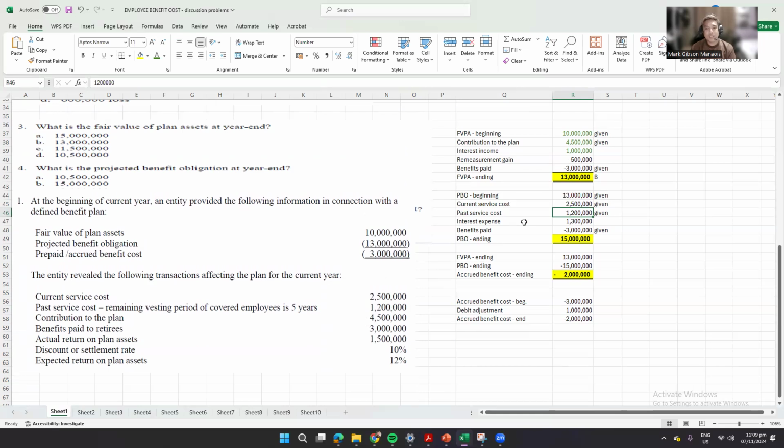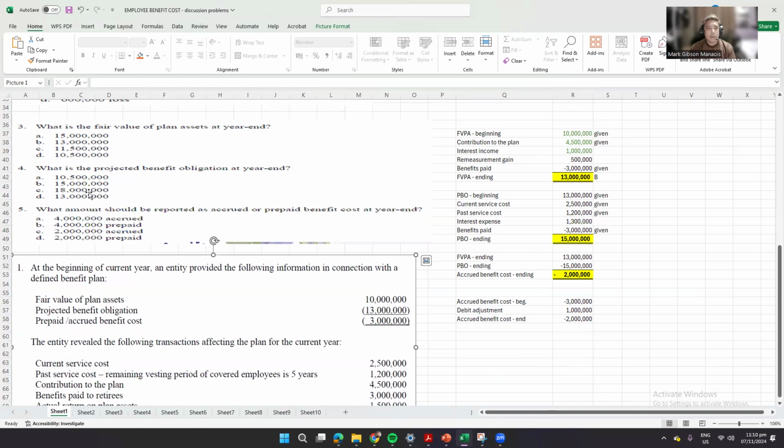And then the interest expense, o ito class, na-compute na rin natin to kanina, it's simply 13 million or the PBO multiplied by the discount rate. No? So that's 1,300,000. And then less any benefits paid, also given. So that's benefits paid to retirees. So we have 3 million. So just get the sum. So the answer to requirement number 4 is 15 million or letter B.